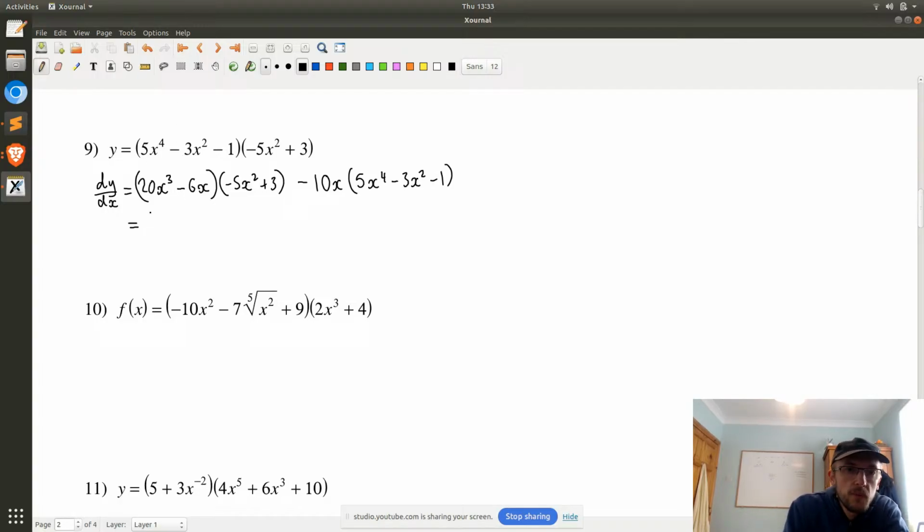And now expand. So FOIL on the first, so FOIL with the first pair of brackets. So negative 100x to the 5 plus 60x cubed plus 30x cubed minus 18x minus, hold on now, minus 50x to the 5 plus 30x cubed plus 10x.